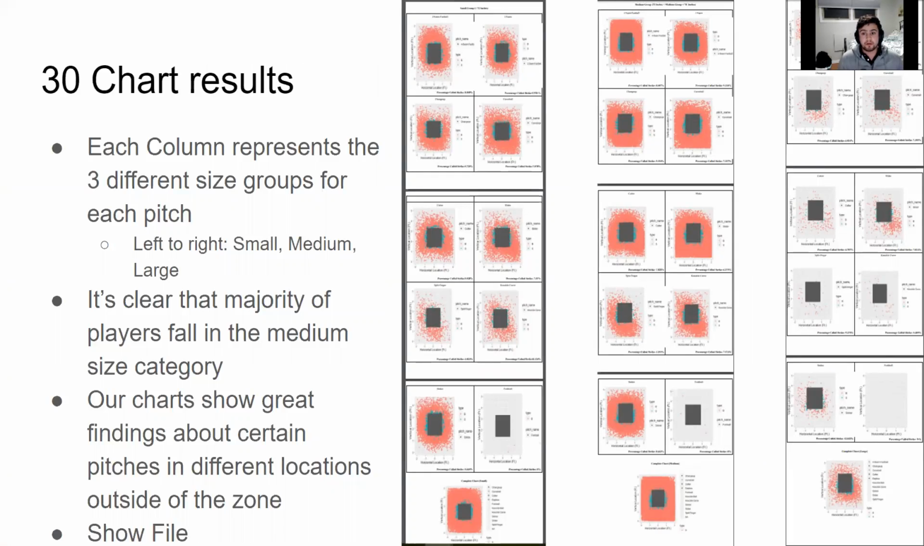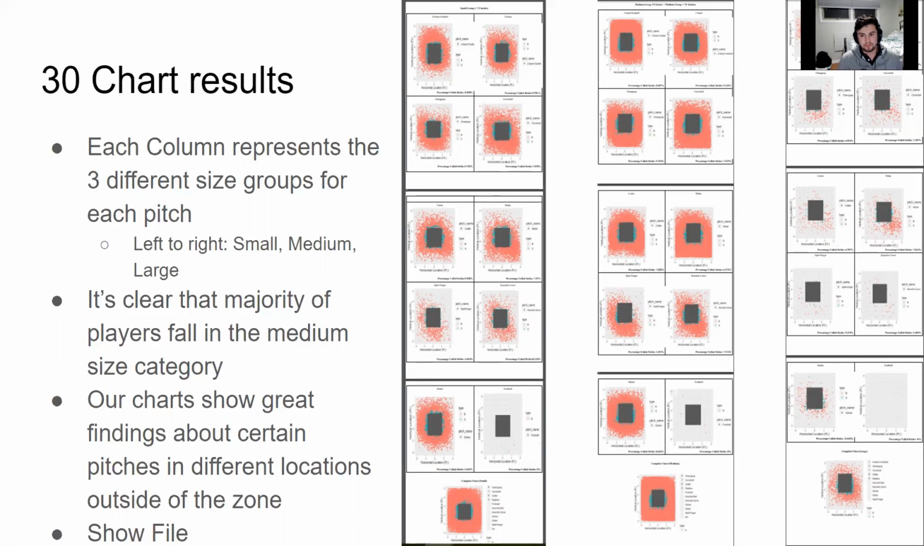Here are all 30 charts, actually 33 charts if you include the totals, but the 30 individual pitch charts, just quickly screenshotted to show that we have. As you can see, they're ordered from small, medium, and large, and on the right is the large group. There weren't many players in the large group just because there aren't that many tall players that play in the MLB.